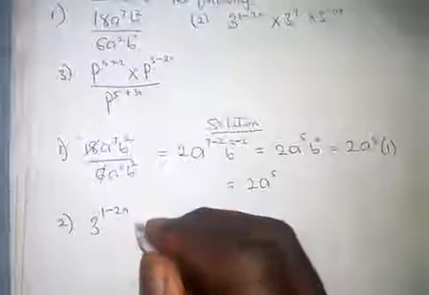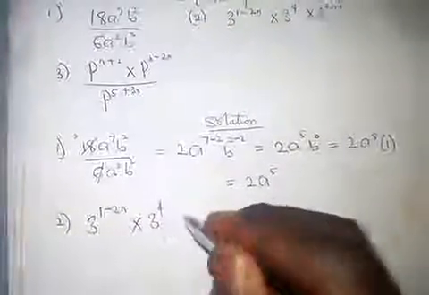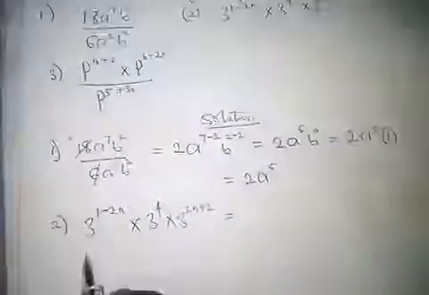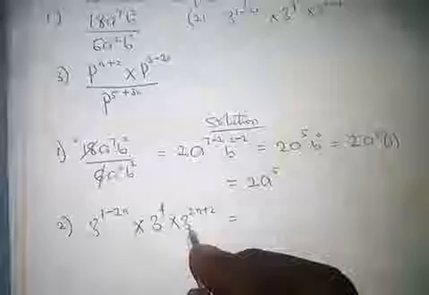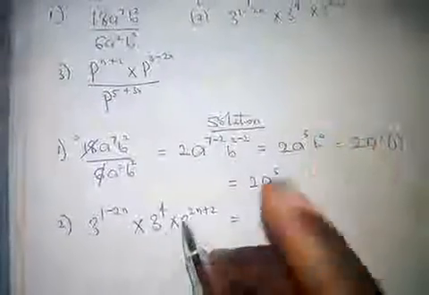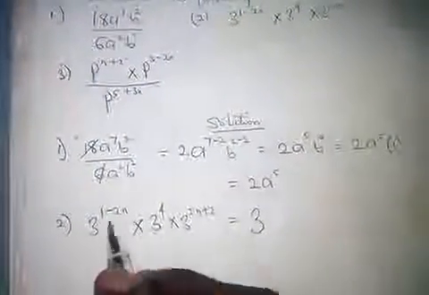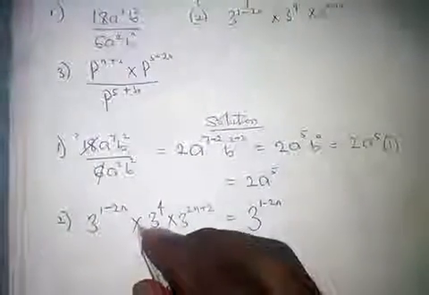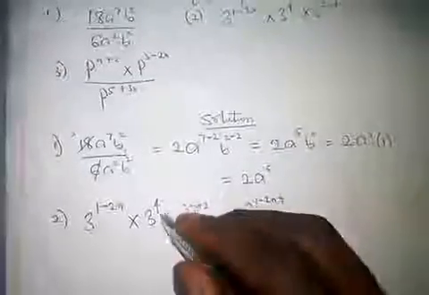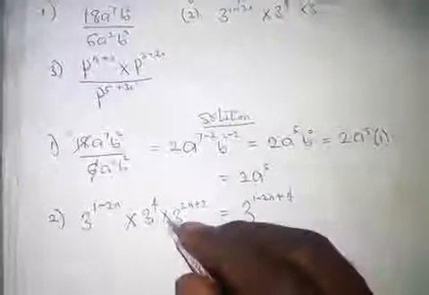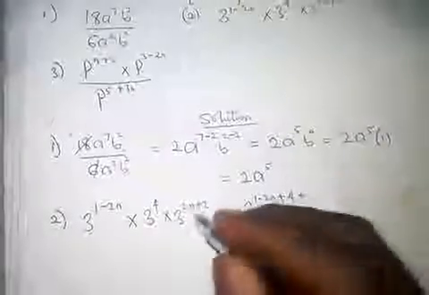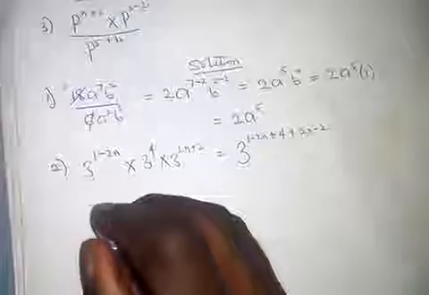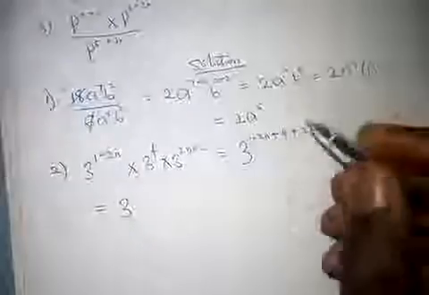3^(1-2n) times 3^4 times 3^(2n+2). 3, 3, 3 is common, we pick 1. Write the up one. Times means plus. 4 times means plus 2n minus 2 and is equal to 3.